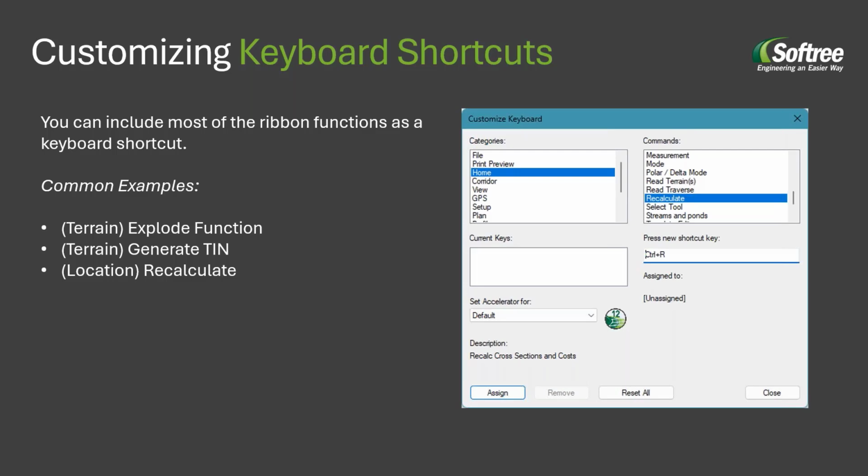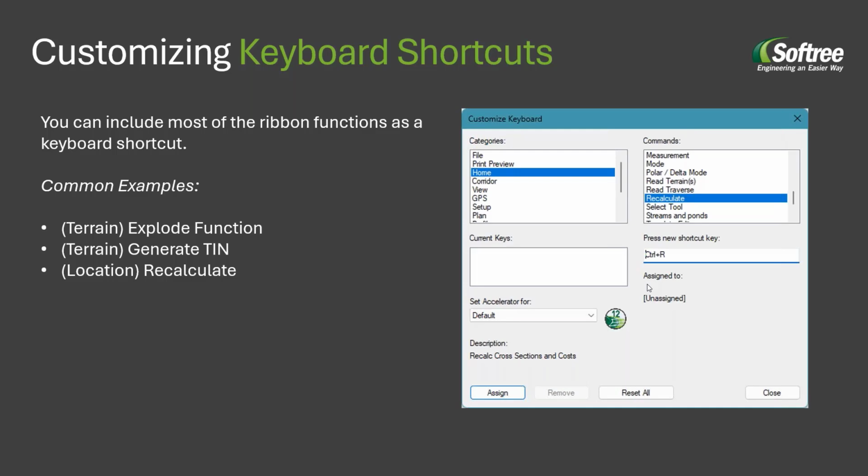So for functions that perhaps you do on a routine basis, you're able to set up your own keyboard shortcuts. These are ones that we have not defined in the software out of the box, but you can create them yourself. Similar to how we were adding functions to our quick access ribbon menu, you can do the same thing with keyboard shortcuts. Some common examples are the explode function, or in terrain, generate TIN, where you can just hit a quick keystroke.